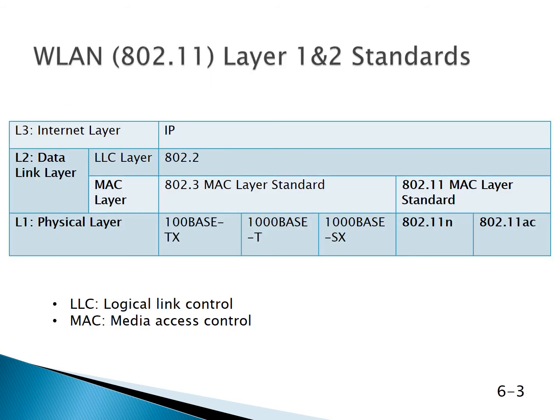Wireless LAN is part of the Layer 1 and Layer 2 standards. If you look at the table here, you can see this 802.11 MAC layer standard. Under that, you have various wireless protocols, like Wi-Fi protocols 802.11n and AC and so on. All these belong to this 802.11 area, so it spans both layer 1 and layer 2.